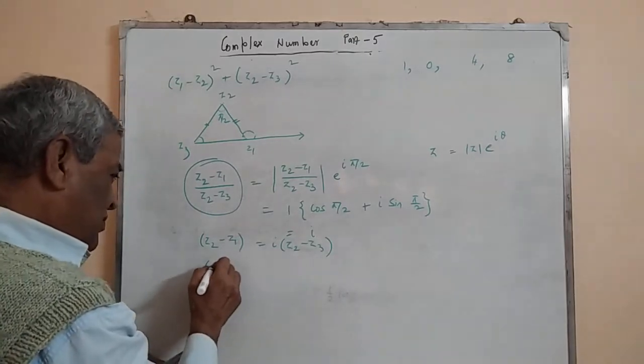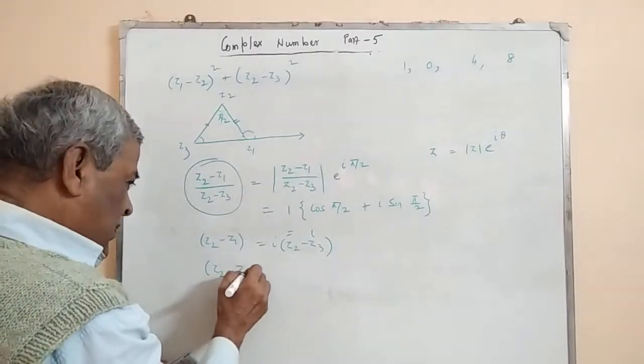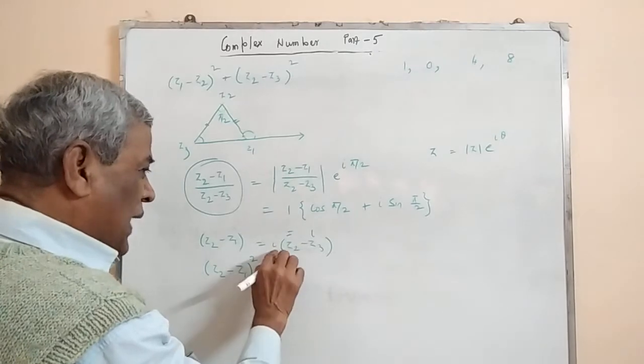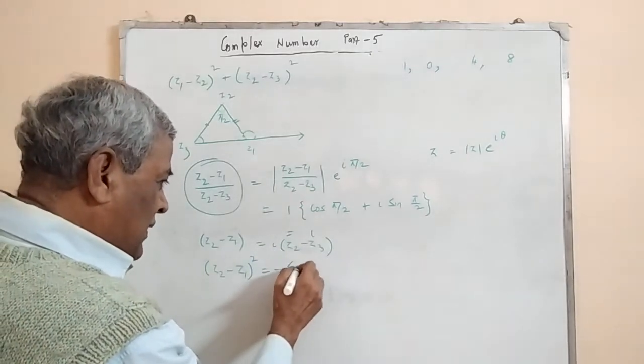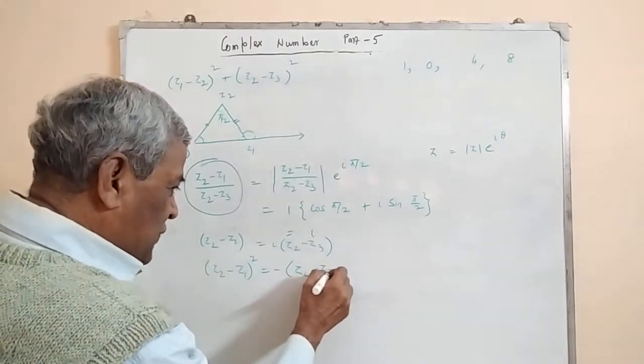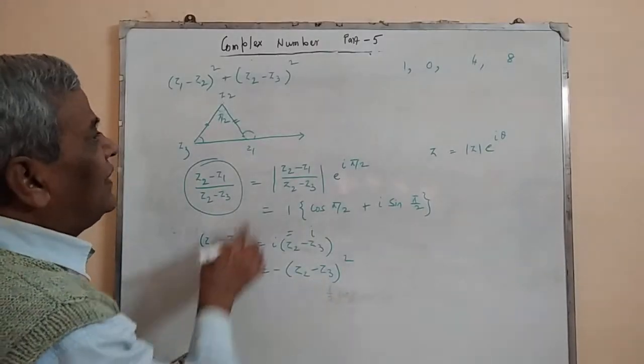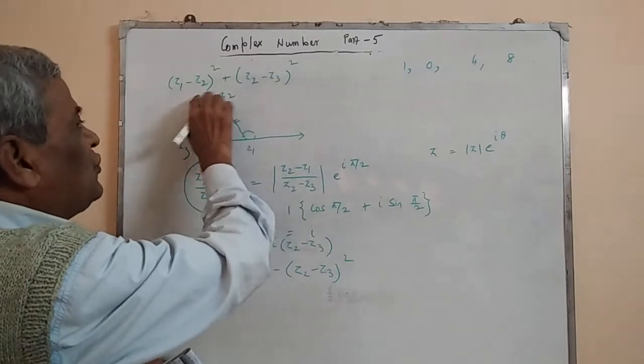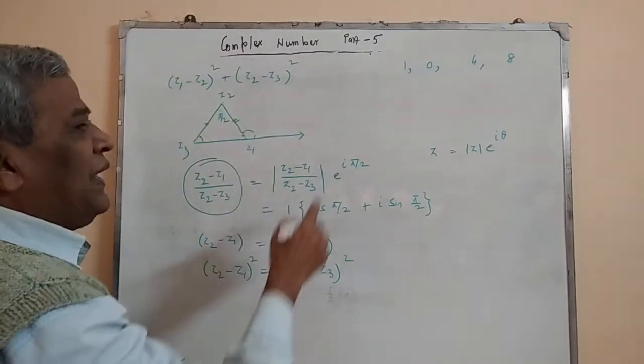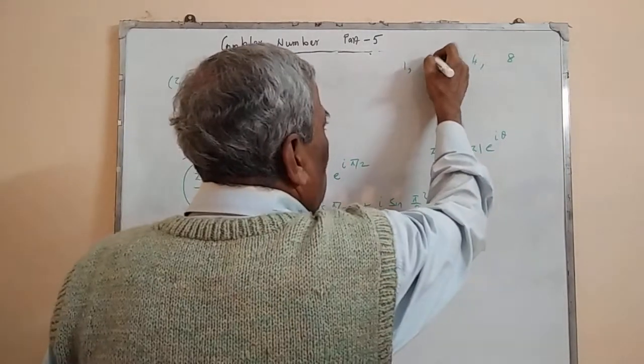Squaring, (Z2 minus Z1) whole square is equal to I square, which is minus 1, into (Z2 minus Z3) whole square. So this square plus that square, which we have to find, is simply 0. So the option is 0.